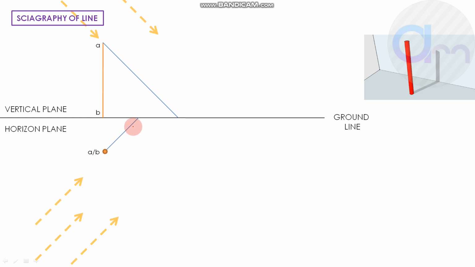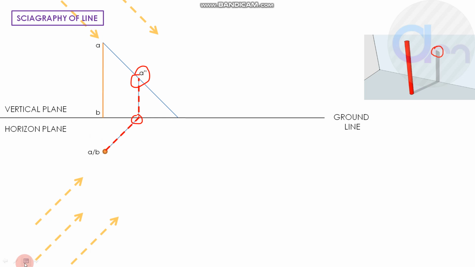The line here touches the ground line first, so it will go around the vertical, and here is the A A dash. We have got this point here, which is the A double dash. So the Sciagraphy will be this red dash line A. This is the line you can see, as the line AB is touching the horizon plane over here.